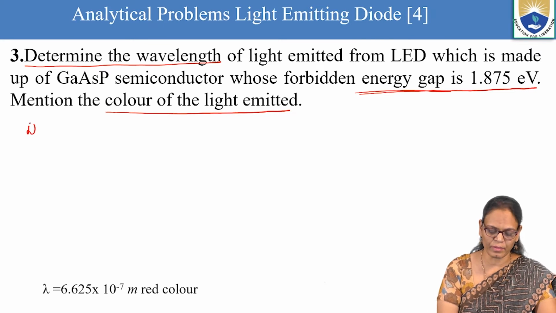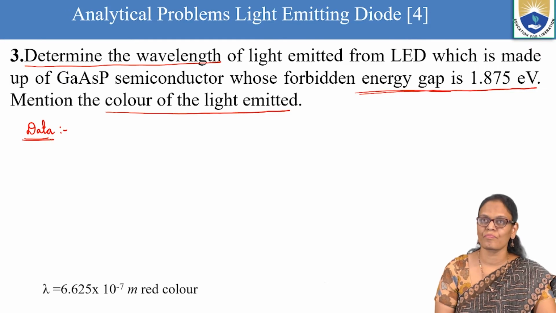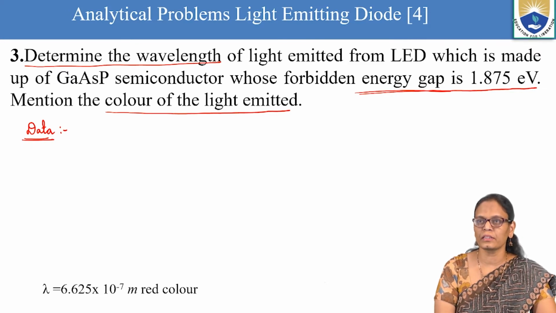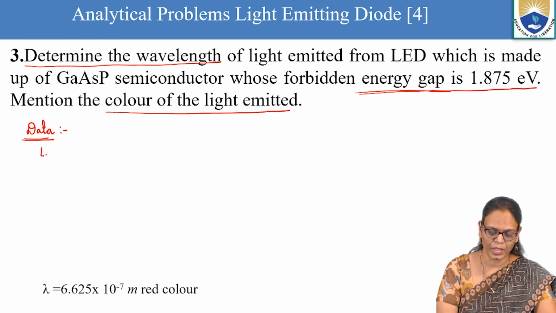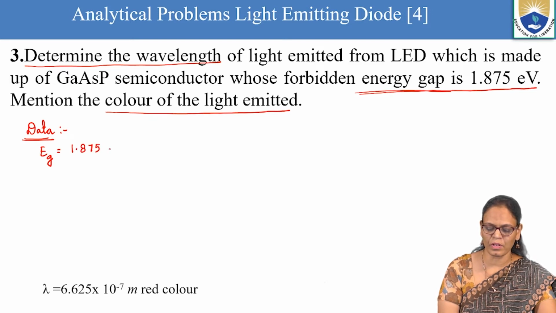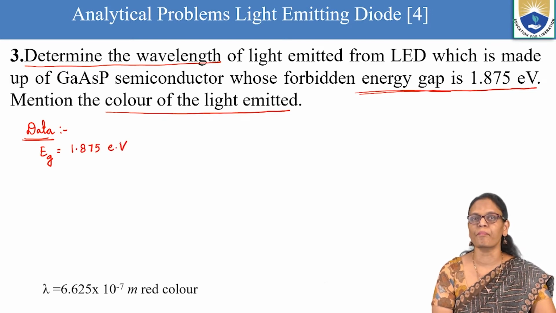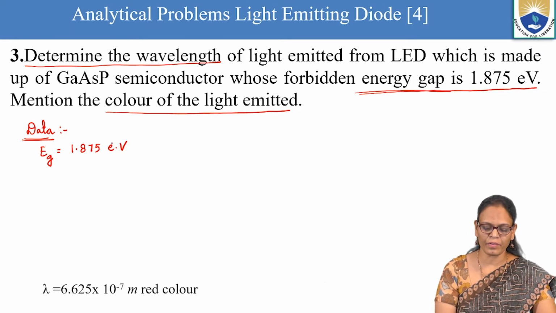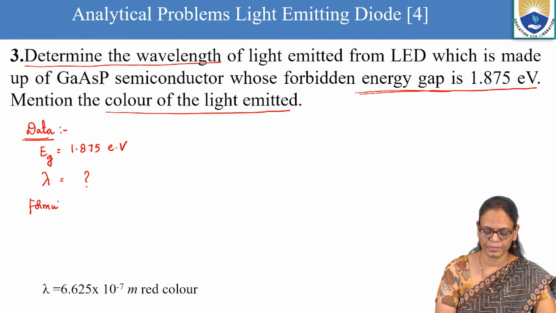So let us write the data. The data given is the energy gap, Eg, which is 1.875 electron volt. And we have to calculate the wavelength of light, lambda. So what is the formula we are going to use? Lambda is equal to hc upon Eg.